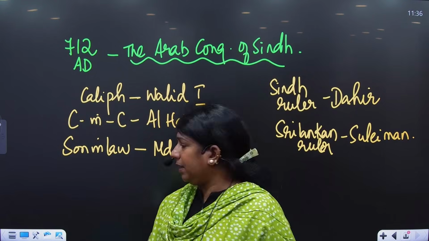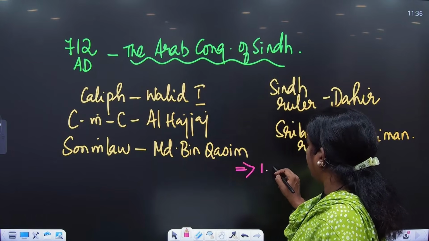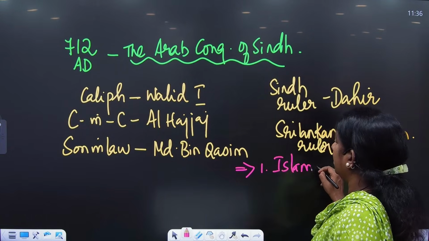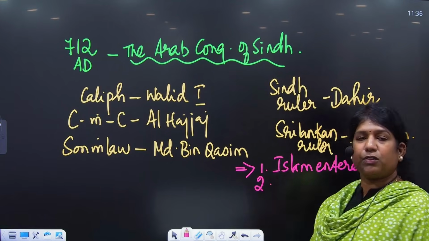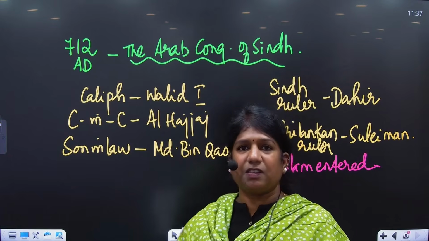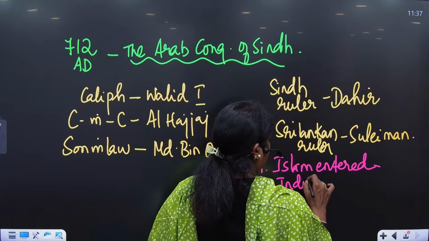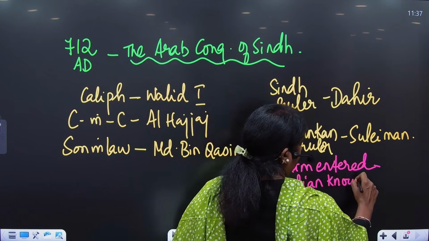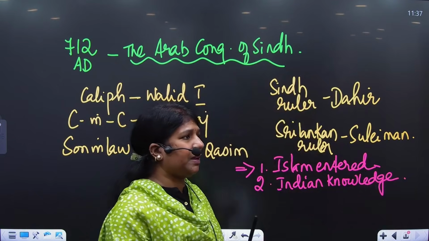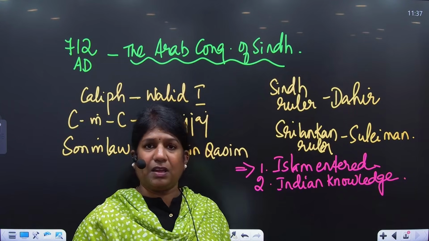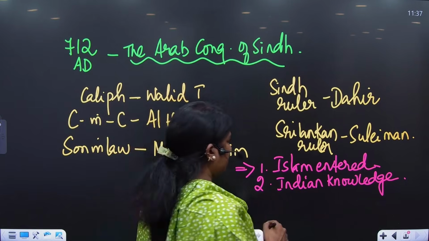When Qasim ruled India, naturally, what are the effects we see? The effects of the Arab conquest of Sindh: number 1, Islam entered India. So the first province to taste Islam was Sindh. The second thing we see is that Indian knowledge became known to the outside world. Already people knew that India was a great land, but now Indian mathematics, Indian science, Indian technology, let's take Aryabhata's mathematics, Aryabhatiyam, all these were known to the outside world.